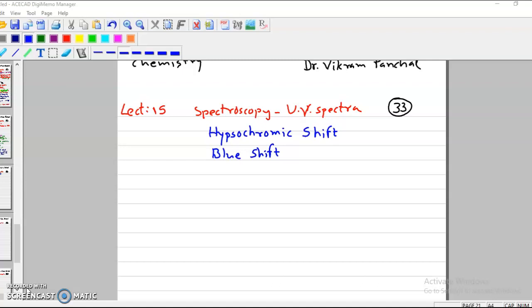In the previous lecture I explained what is bathochromic or red shift of UV spectra. Now I will explain what is hypsochromic shift or blue shift of UV spectra.